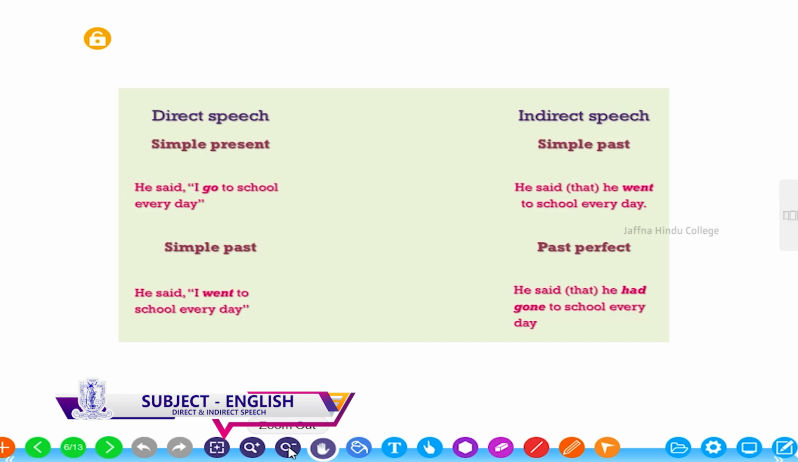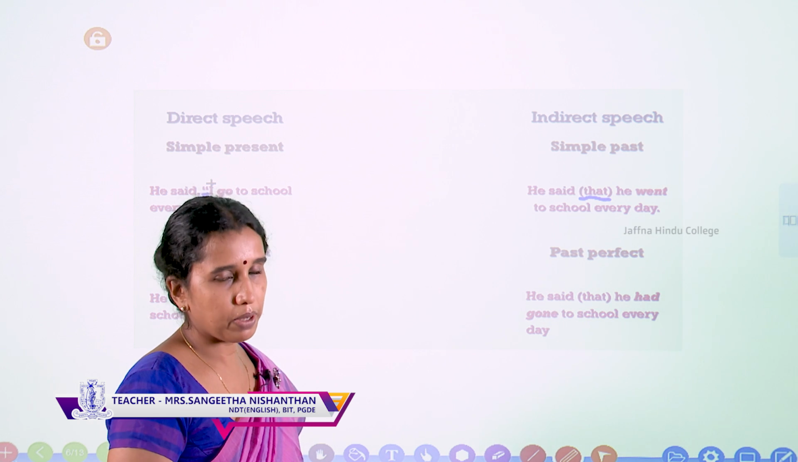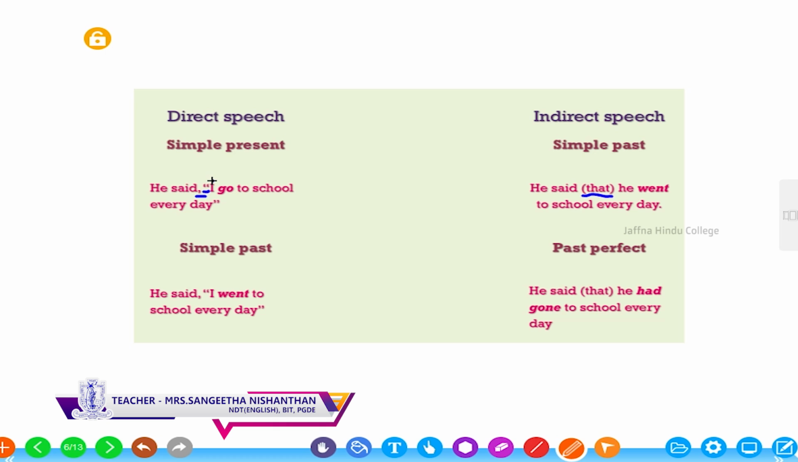He said, this is direct speech, he said, "I go to school every day." And when we change that, the comma is removed and the inverted comma is also removed, and we put that in that place. He said that, we remove the comma and the inverted comma and put that. This pronoun I denotes the speaker. So it denotes him. So the subject pronoun is changed as he. I changed as he.